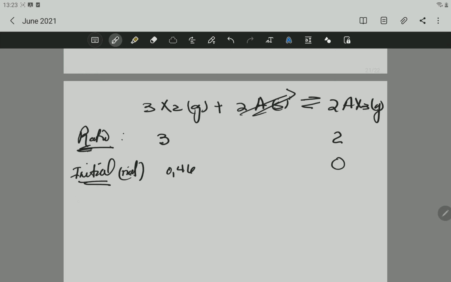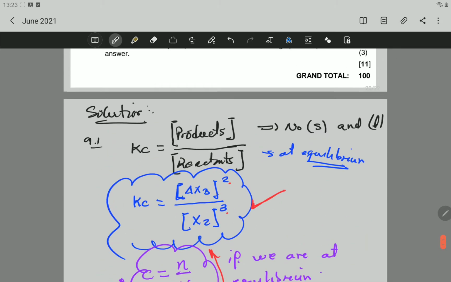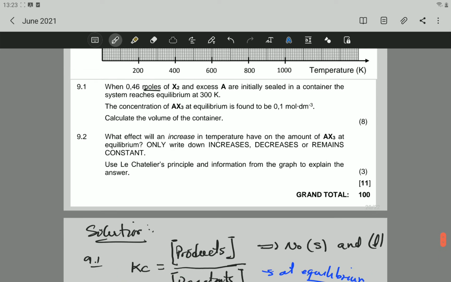Let's go to C for change. It will also be in mole. Now we don't have change. It's not given to us. So let's go on reading. We don't have any change. The concentration of AX3 at equilibrium is found to be 0,1. So they give you the concentration.